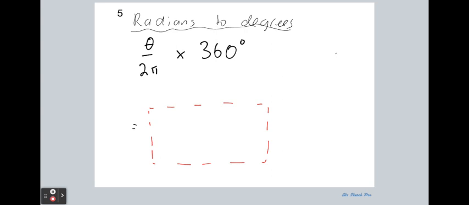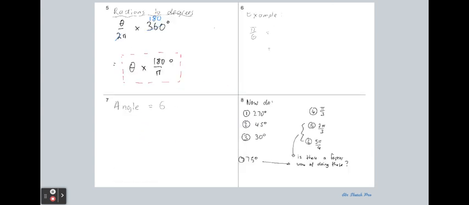Just like we did last time, I'd never do that. I'd probably just start off with the actual formula. I just want you to know how the formula is worked out, that's all. So that's theta multiplied by 180 on pi, and then we put the degree symbol at the end. And that's radians to degrees. Is that okay? Real quick example, then I've got some problems for you to do.